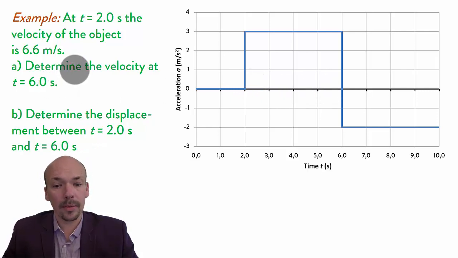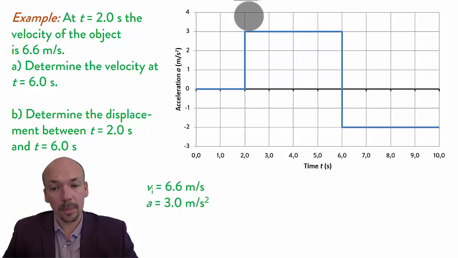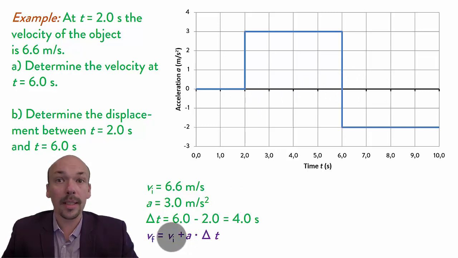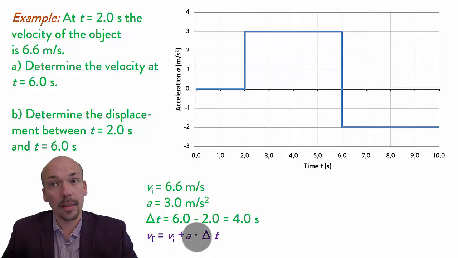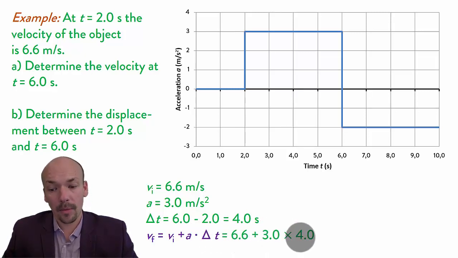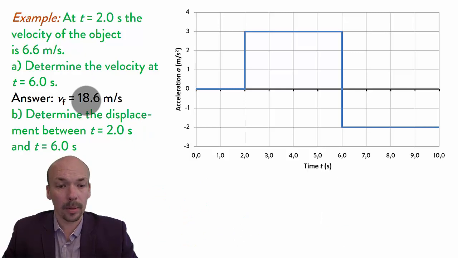So we start with the velocity here. We have an initial velocity of 6.6 meters per second. That was given in the question. We have a constant acceleration of 3 meters per second squared. That's what you can see here. And we have a time of 6 minus 2, which is 4 seconds. So we can use this equation, the initial velocity plus the acceleration multiplied by the time. We get 6.6 plus 3 times 4, which is 18.6 meters per second. So the final velocity is 18.6 meters per second.